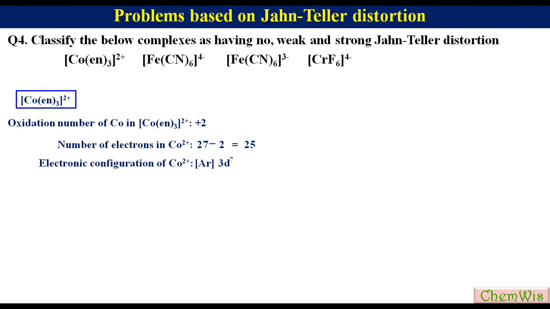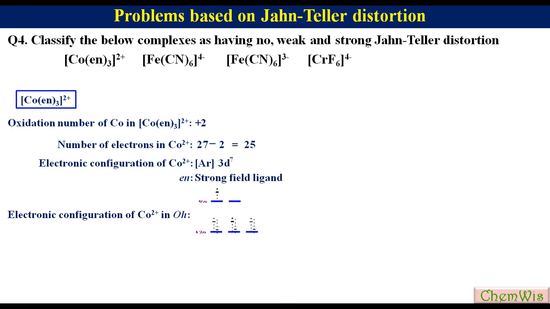Ethylenediamine is a strong field ligand. The splitting of d orbitals and the electronic configuration of Co2+ in the octahedral environment will be like this. Since it has unsymmetrically filled eg orbitals, the Jahn-Teller distortion will be strong.